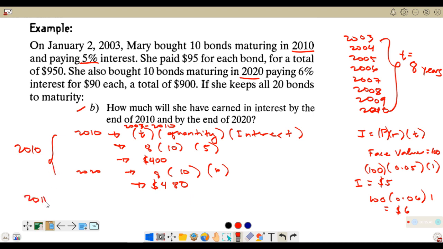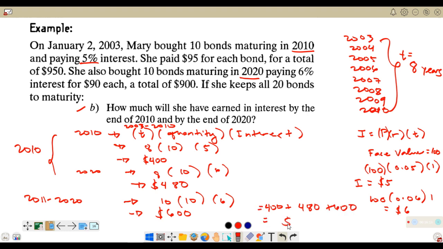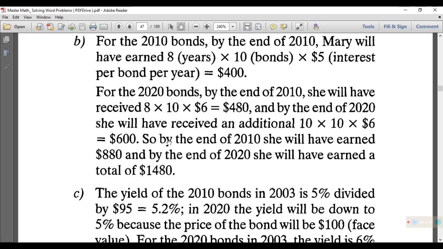We still have 2011 to 2020, right? This is for another 10 years. For these 10 years, it runs 10 years, 10 bonds, and 6 again, for the remaining years of the bond at the end of 2020 that you bought for $90 each. So you will earn an additional $600. So all in all, we have 400 plus 480 plus $600. In total, you will get $1,480. Okay, let's check it from the book. So you will get $1,480 by the end of 2020.